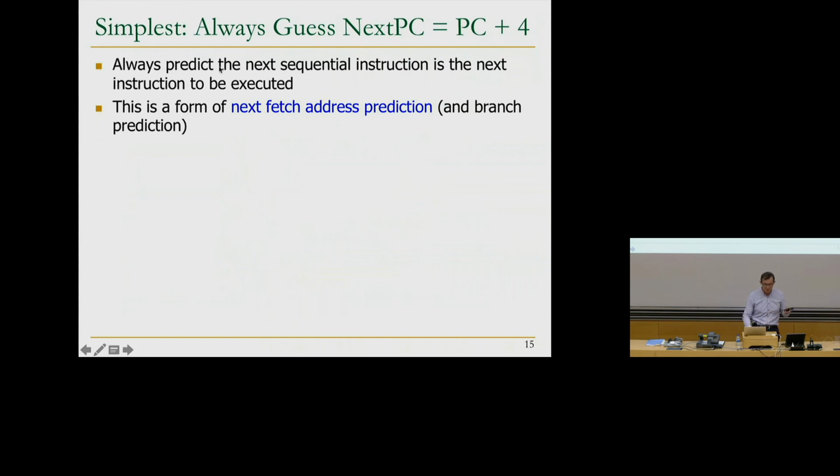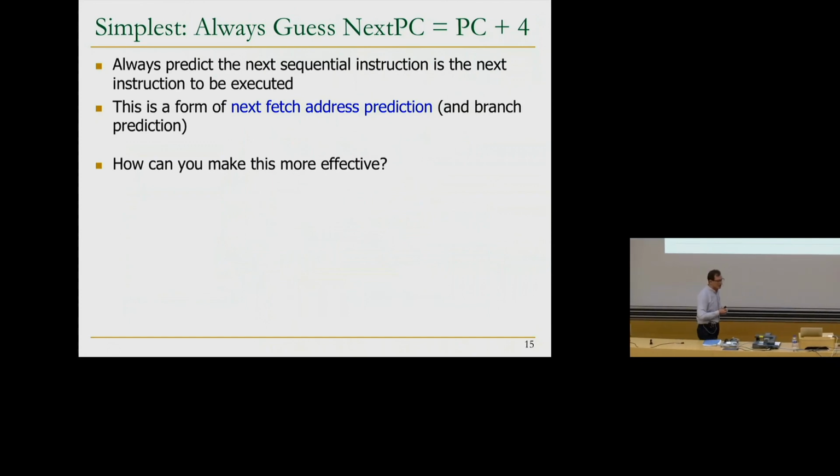Okay, so now that we've seen branch prediction, how do we predict what is the next address? The simplest one is always guessing the next PC is PC plus 4, the next sequential instruction, right? This is a form of next fetch address prediction, and also branch prediction, because you're predicting that the next instruction is the next sequential instruction. Of course, it turns out this is not always good. If you're looking at just a branch, the accuracy of this is about 30% or so in real programs. Not good, right?